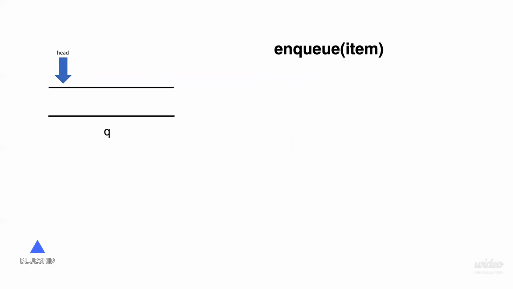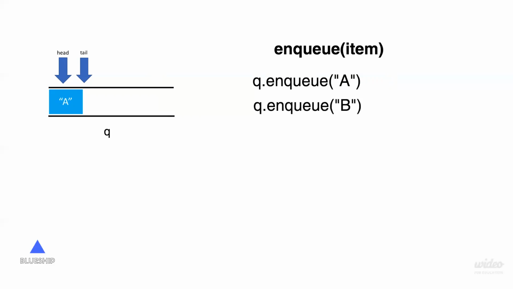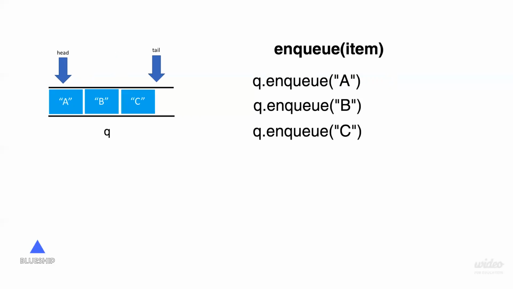Let's start with an empty queue, Q, as pictured on the left, and enqueue the string A by doing q.enqueue A. The element is added to the queue, pretty straightforward. Next, let's enqueue the string B. B is added next in line after A. Next, let's enqueue C. C is also added next in line after B.